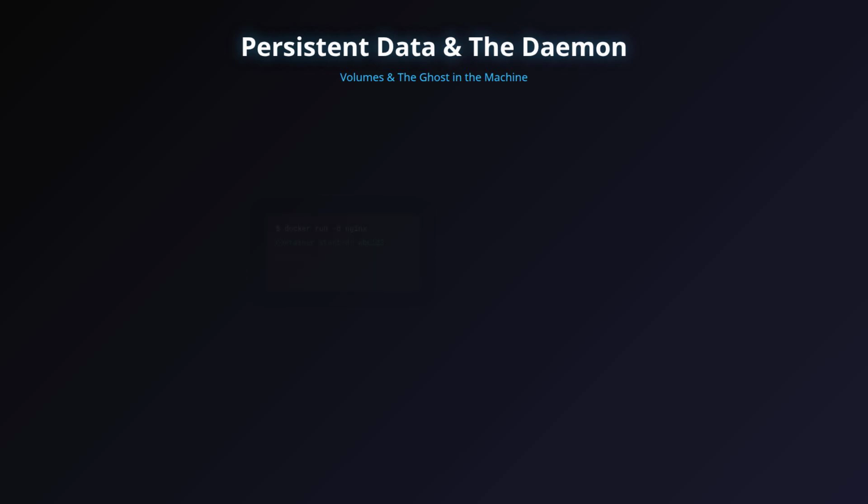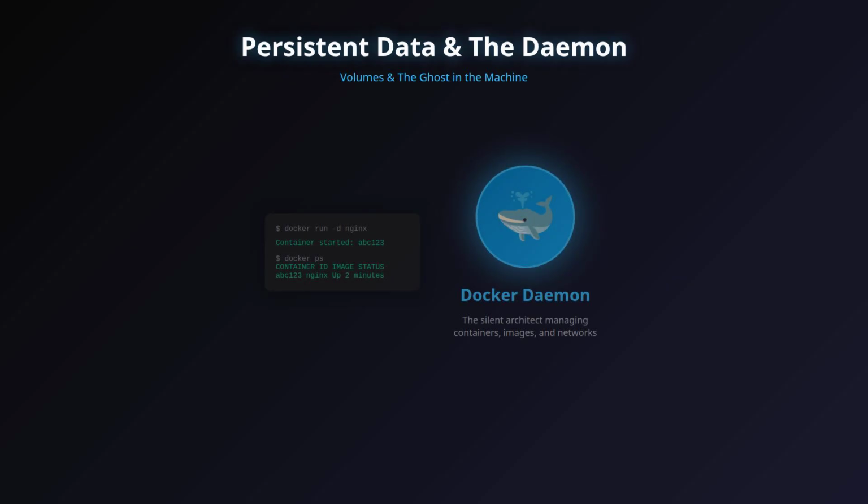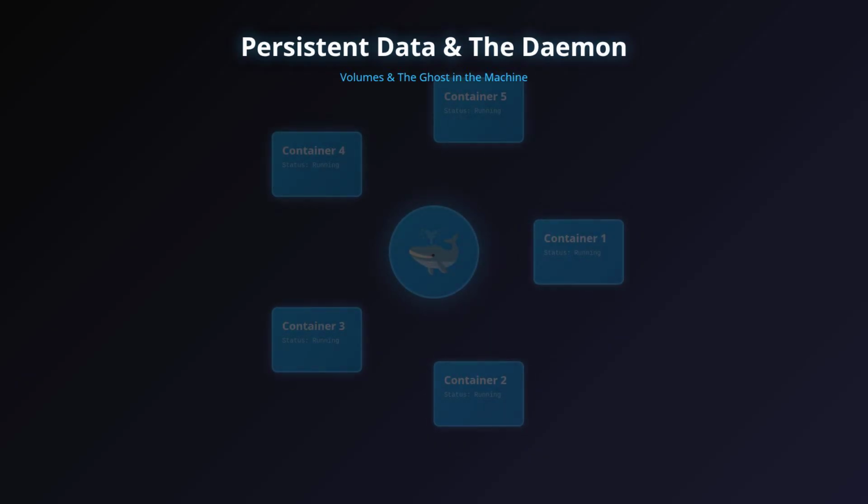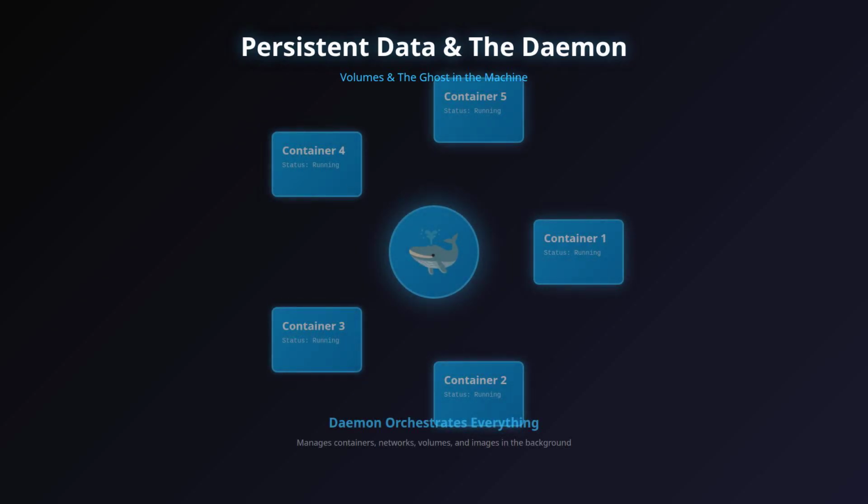Behind all of this is the Docker daemon. It's the silent architect running in the background, managing containers, images, networks, volumes. You don't see it, but it's always there, orchestrating everything. The daemon handles all the low-level operations. When you run Docker commands, you're talking to the daemon. It creates containers, manages networks, handles storage. It's the ghost in the machine, making everything work seamlessly.